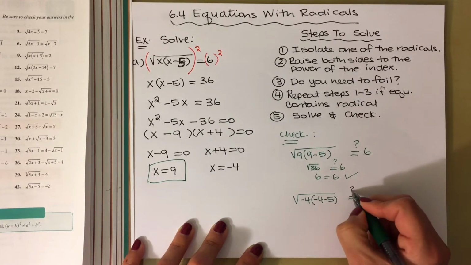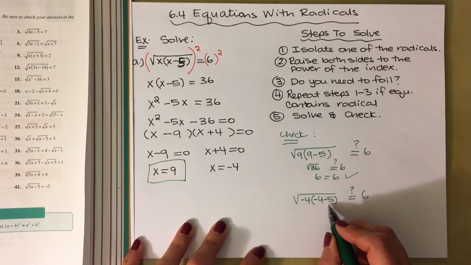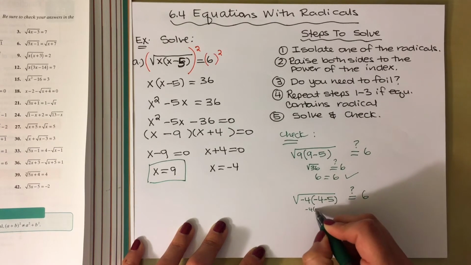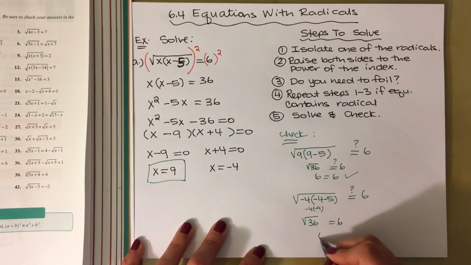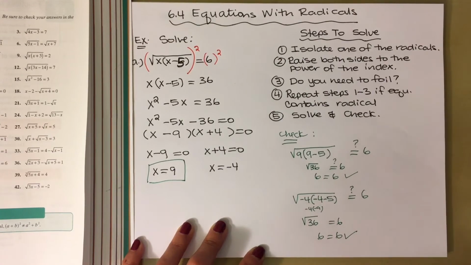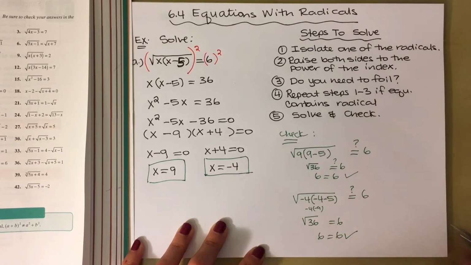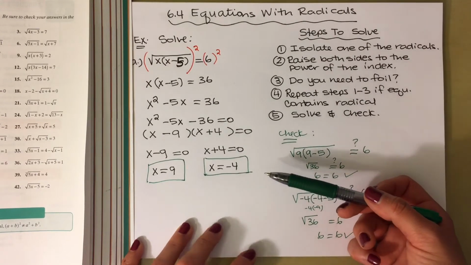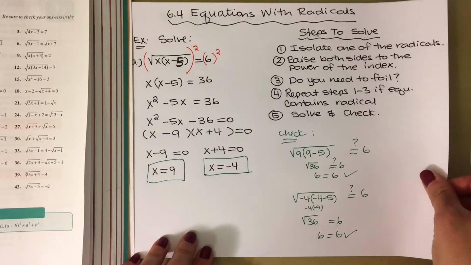Is that equal to 6? Negative 4 minus 5 is negative 9. Negative 9 times negative 4 is positive 36, and this also works. So both of these work, so we could box both of them. Sometimes when you get two answers, only one works or none works. Okay, so be careful when you're doing these.